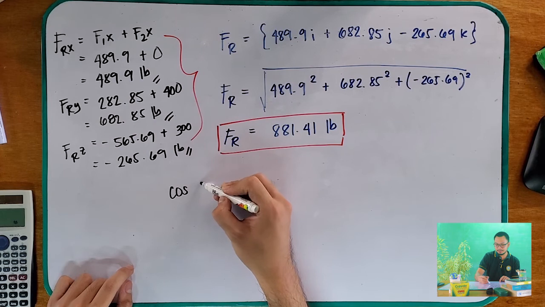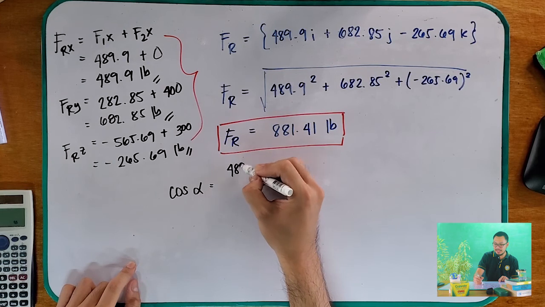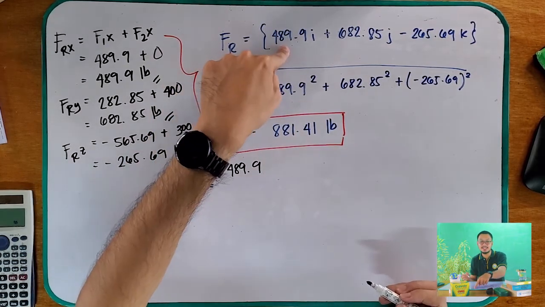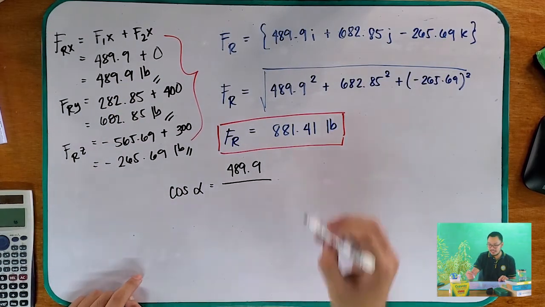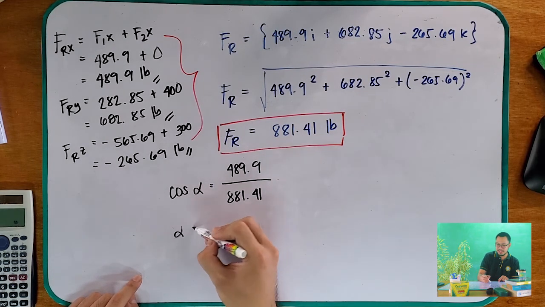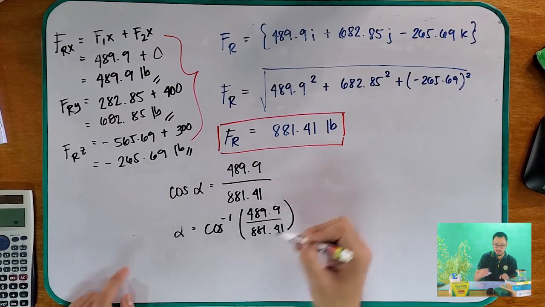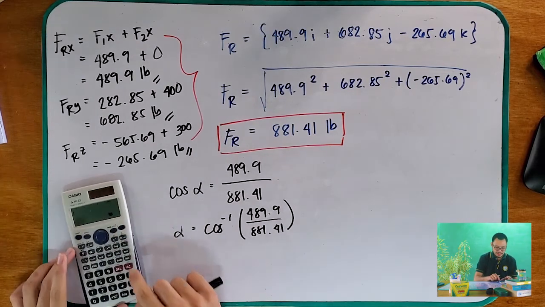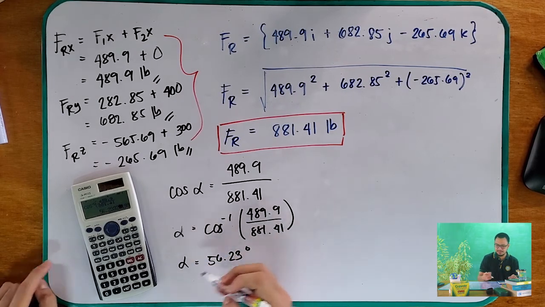So what are alpha, beta, and gamma? We will still apply the equation. Cosine alpha is equal to 489.9, because this is the x component of your FR, divided by the magnitude of your FR, which is this one, 881.41. So therefore your alpha is just the inverse cosine of this. As an answer, this is 56.23 degrees for your alpha.